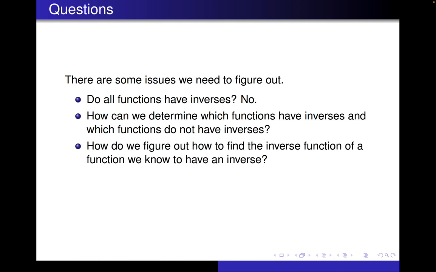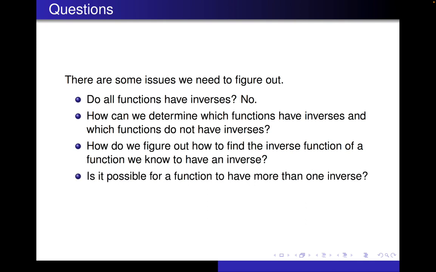How do we figure that out? If we know that a function's inverse exists, how do we find it? That's another question we have to ask. And then, if we found an inverse of a function, how do we know there isn't another inverse out there in the world that is also an inverse? So how do we know we have just one inverse, or is it possible that we have more than one inverse?